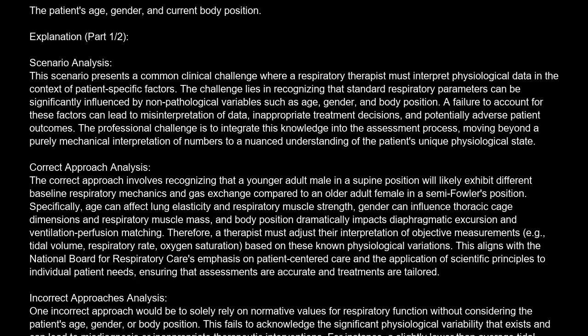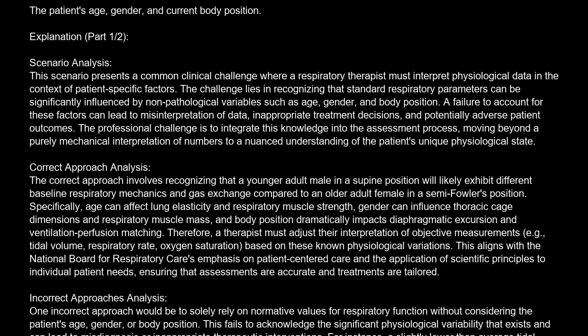Correct approach analysis. The correct approach involves recognizing that a younger adult male in a supine position will likely exhibit different baseline respiratory mechanics and gas exchange compared to an older adult female in a semi-Fowler's position. Specifically, age can affect lung elasticity and respiratory muscle strength. Gender can influence thoracic cage dimensions and respiratory muscle mass. And body position dramatically impacts diaphragmatic excursion and ventilation perfusion matching.